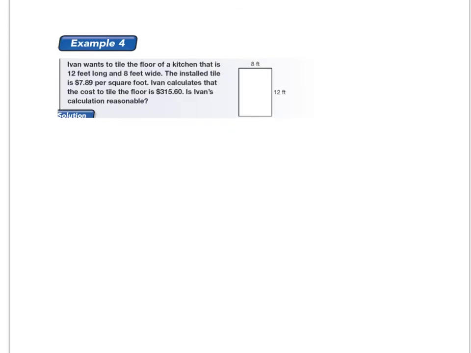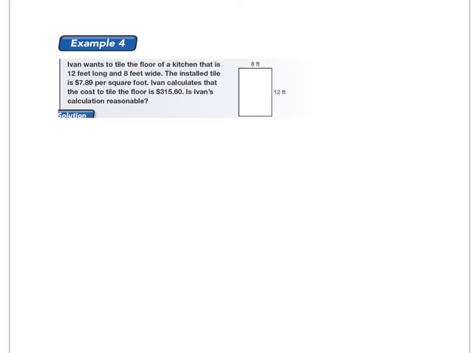Now, we use rounding when we want to estimate. So when we want to get an approximation, we want to kind of guess. Okay, get an about sort of answer. So this one says, Ivan wants to tile the floor of a kitchen that is 12 feet long and 8 feet wide. The installed tile is $7.89 per square foot. Ivan calculates that the cost to tile the floor is this much, and we want to know, is his calculation reasonable? So we want to get an about amount. Okay, we want to see if we actually solve this out, is our answer going to be close to this? If it is, his answer is reasonable. Okay, if not, his answer is not reasonable.